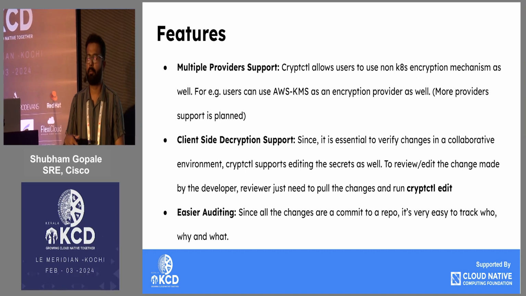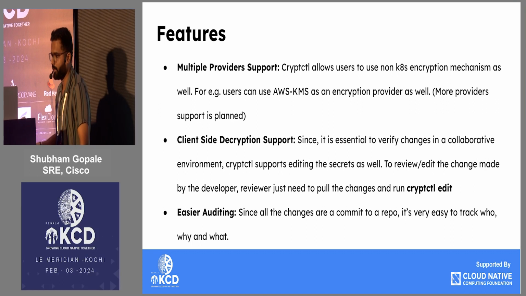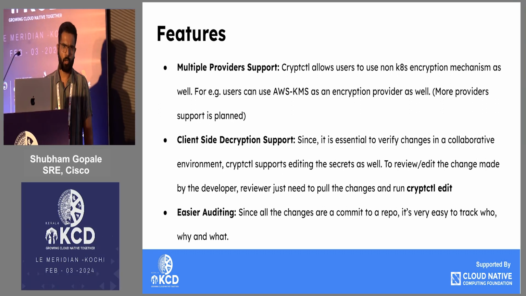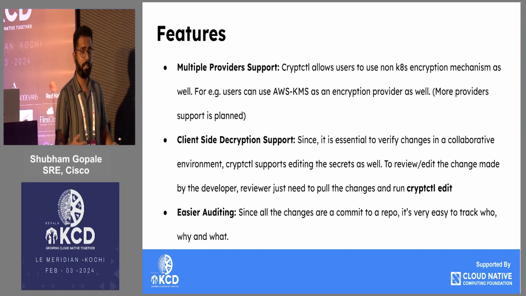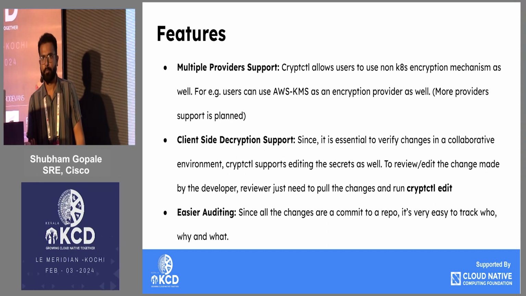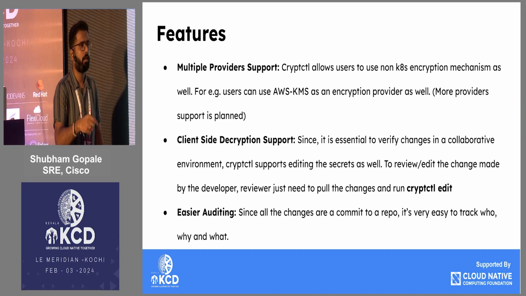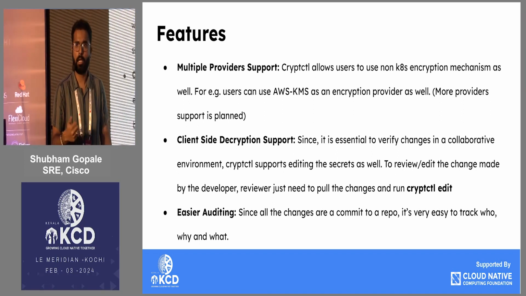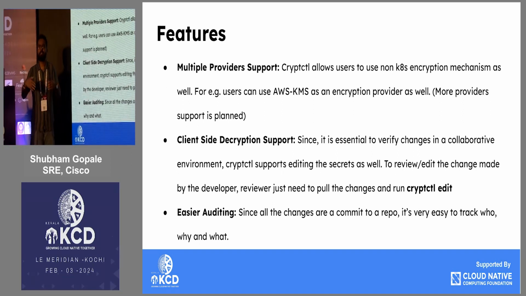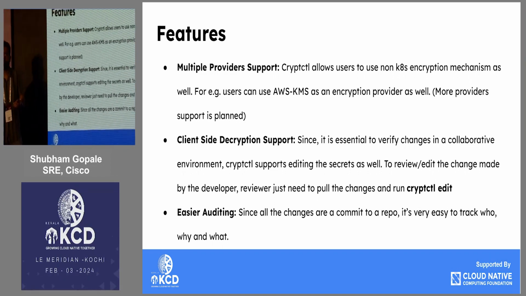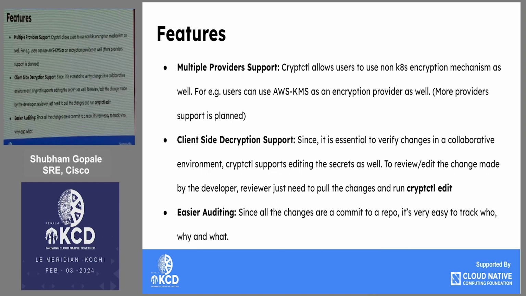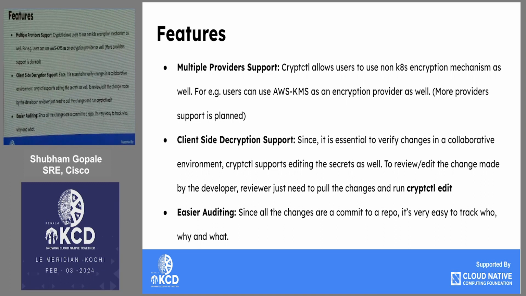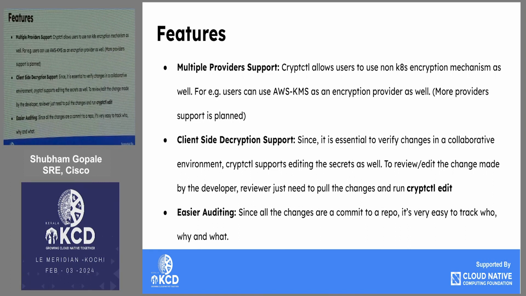You're less prone to make mistakes because multiple people are reviewing the changes, and easier auditing, right? The main GitOps advantage is the 3 W's: who, when, and why. Since your secrets are in a Git repository, you can easily track who made the changes, when the changes were made, and why the changes were made. Basically, if you know who made the changes, you can pretty much know why the changes were made.